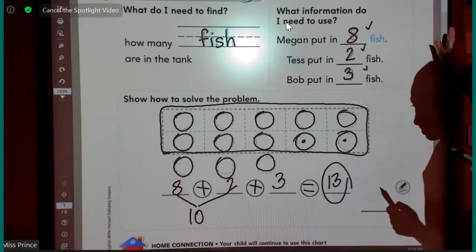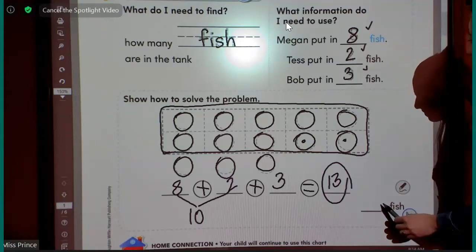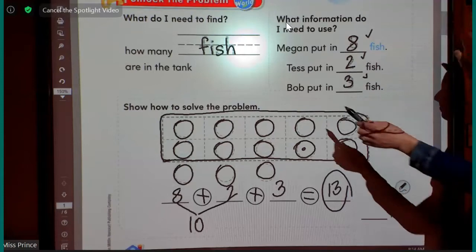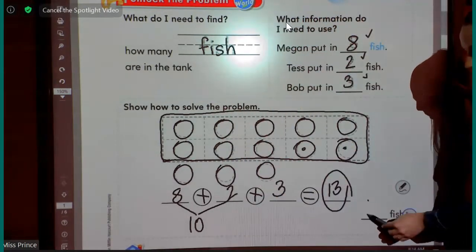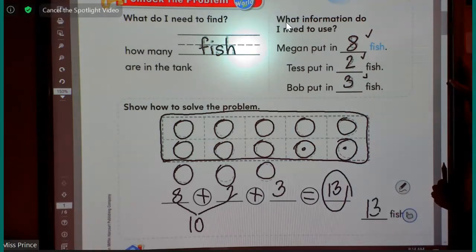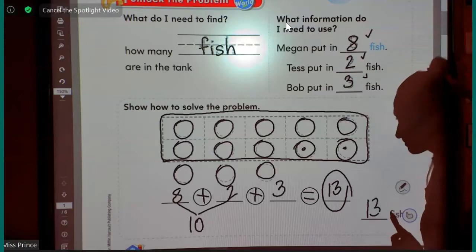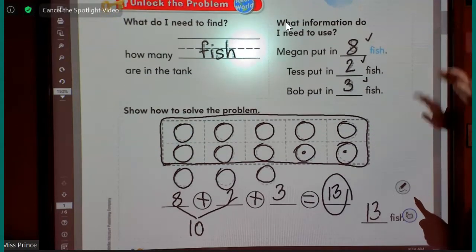All right, make sure this is in your book. And then there's a spot here to tell us how many fish, because that's what it asked us. What do I need to find? How many fish? So there are 13 fish. I'll give you about 10 seconds to make sure you have this in your book. And then we're going to go to the next page.